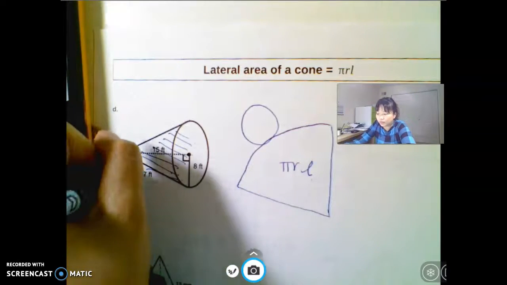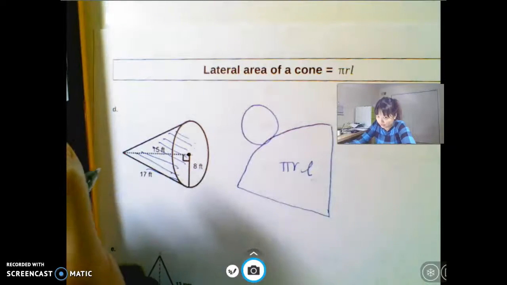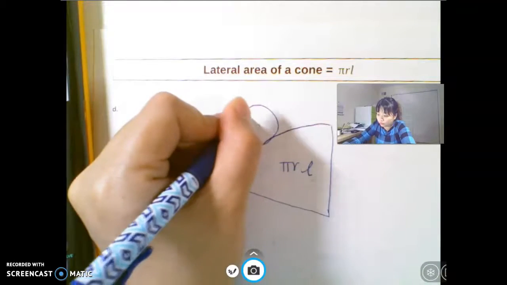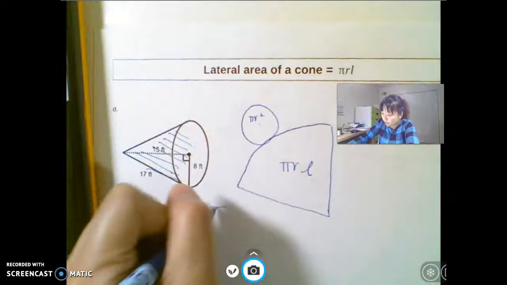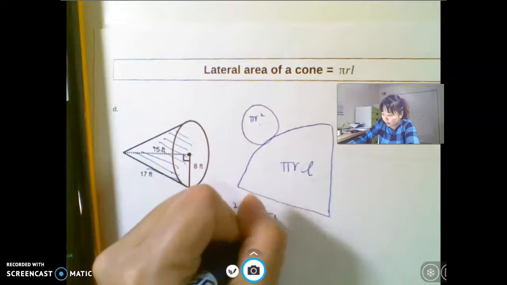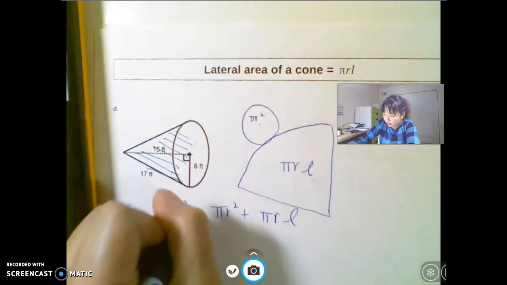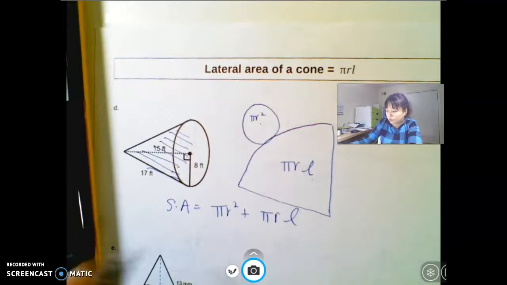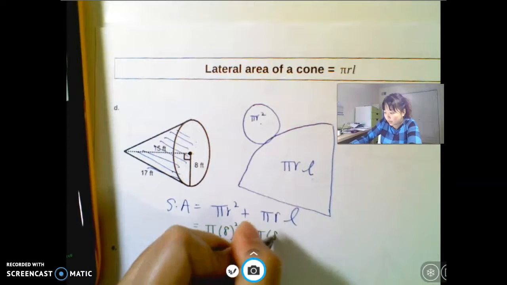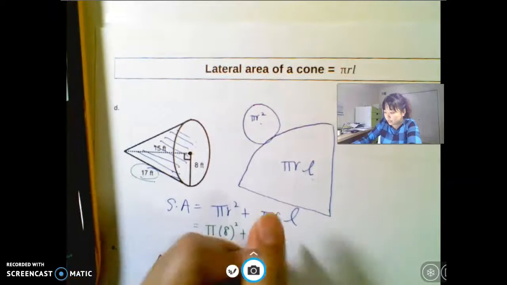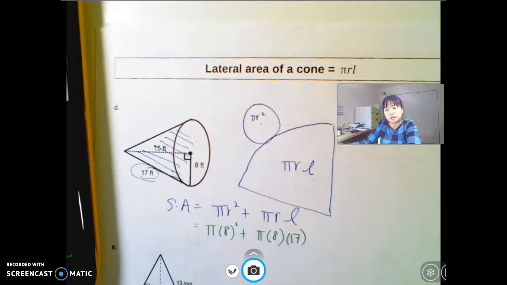L stands for slant height, and then the circle, of course, is pi r squared. So the formula will be pi r squared plus pi r L, the surface area of a cone. So it'll be pi 8 squared plus pi 8 and slant height 17. Now, don't get confused with the actual height, which is 15. We're talking about slant height for the pyramids and the cones.